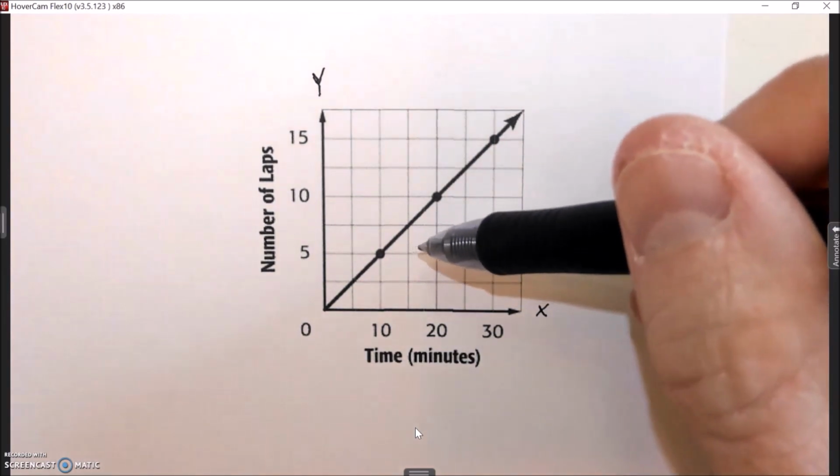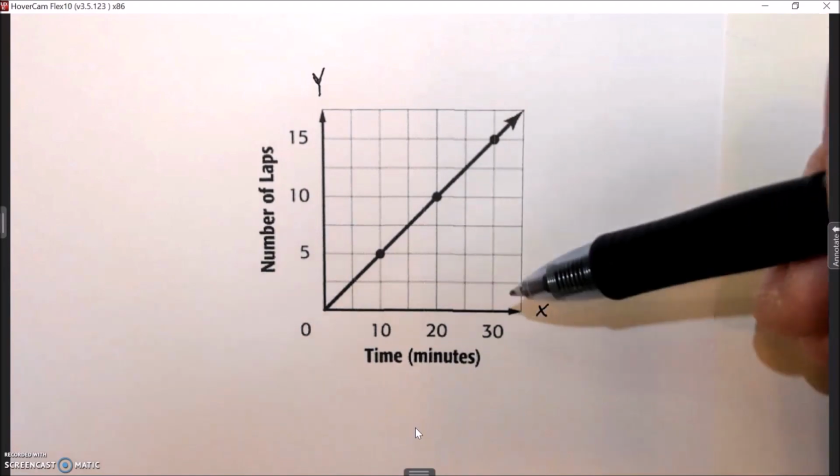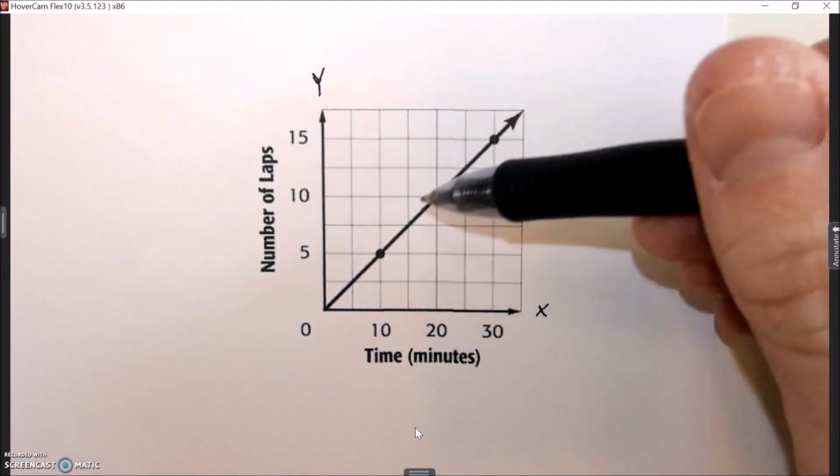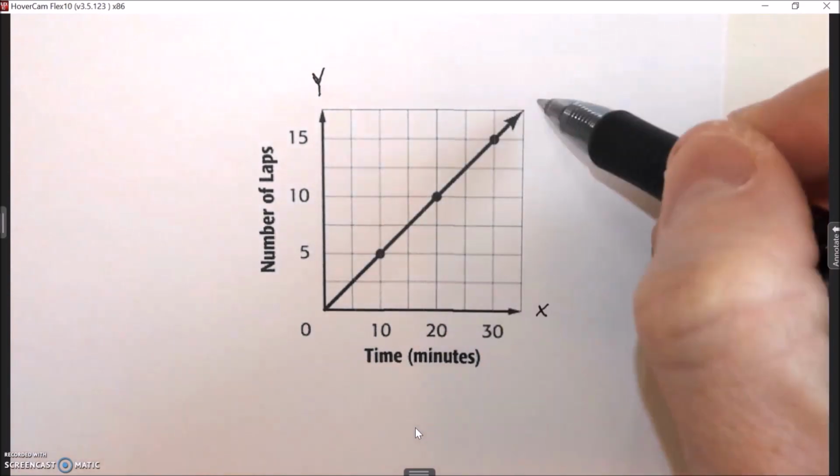We want to focus on the actual points that we graphed here. So we have our ordered pairs and someone plotted these points on this graph. So we're going to look at this point, this point, this point.